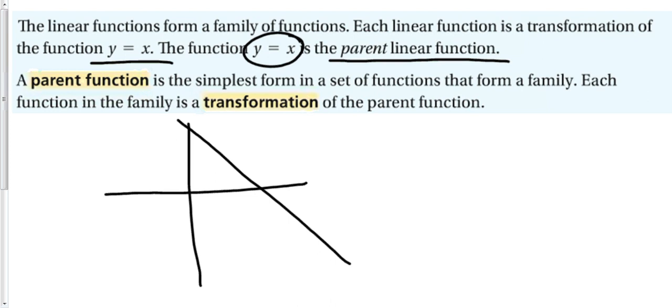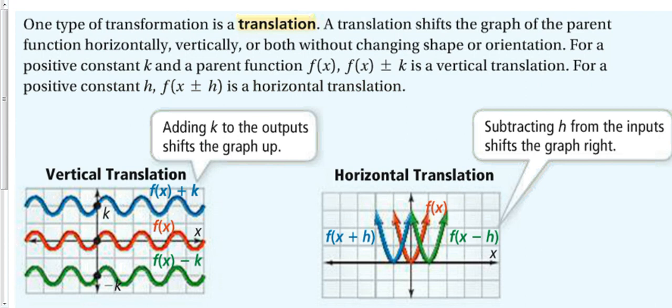Okay, so each function in the family is a transformation of the parent function, right? We're going to change the parent function around to get any form of the equation I want. The first type of transformation that we can do is something called a translation. A translation shifts the graph of the parent function horizontally, vertically, or both without changing its shape or orientation.